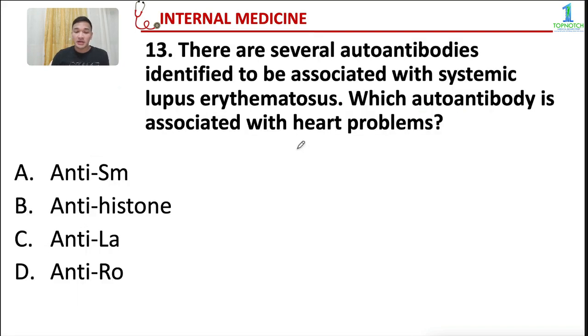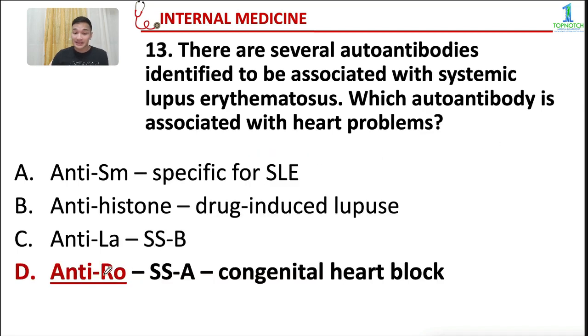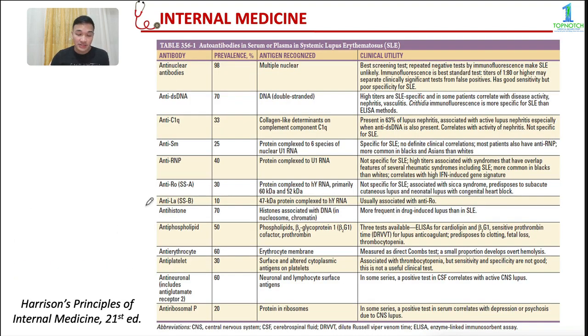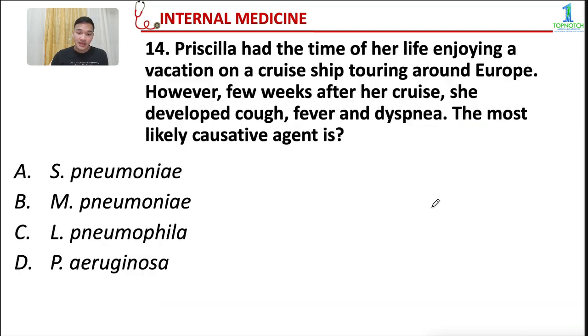Which autoantibody in SLE is associated with heart problems? The correct answer is anti-Ro, not anti-La, anti-Ro. As you can see here, anti-Ro is associated with neonatal lupus with congenital heart block and also predisposes to subacute cutaneous lupus. But anti-La, as you can see, wala siyang association with that. Okay, si anti-Ro lang.